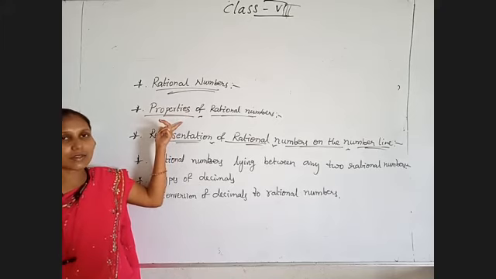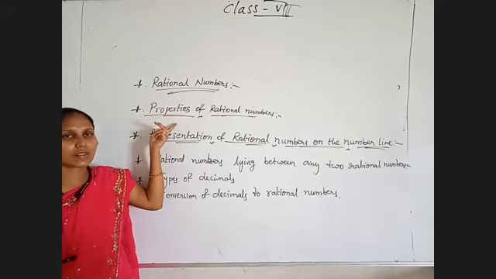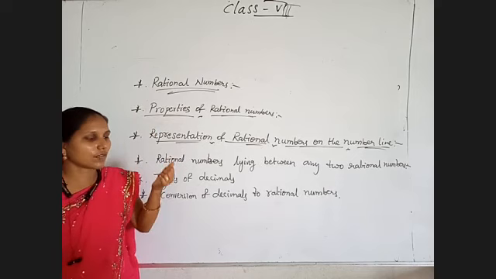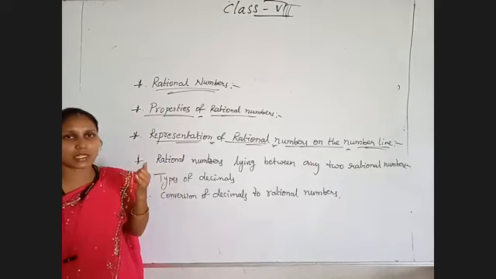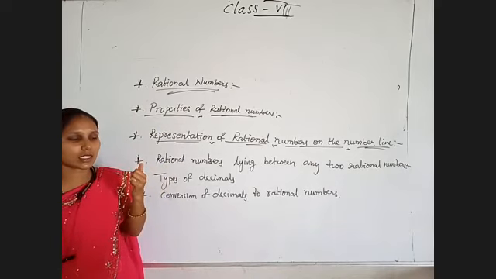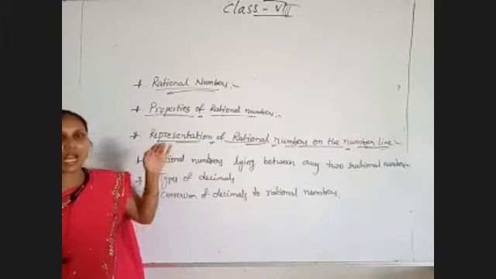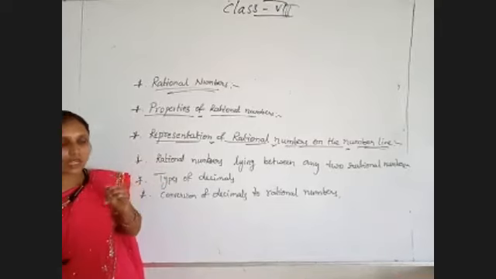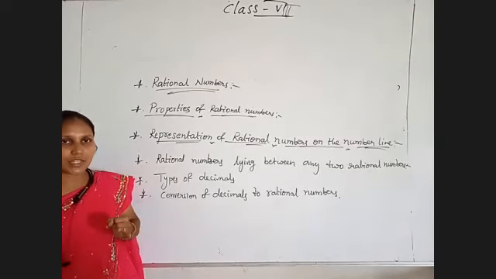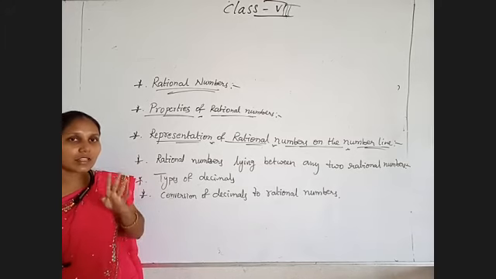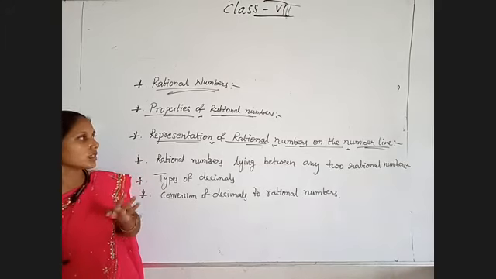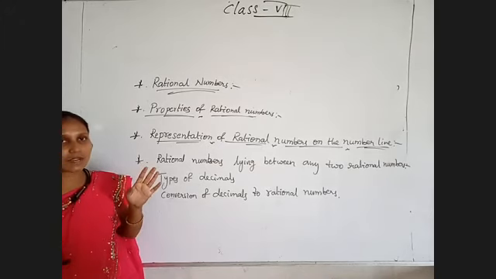And properties of rational numbers. Under this we have studied several properties, those are under addition, subtraction, multiplication, division. So for mathematical operations we have checked all those properties. What are those properties? Closure property, commutative property, associative property, identity properties, inverse properties. So several properties we have studied.